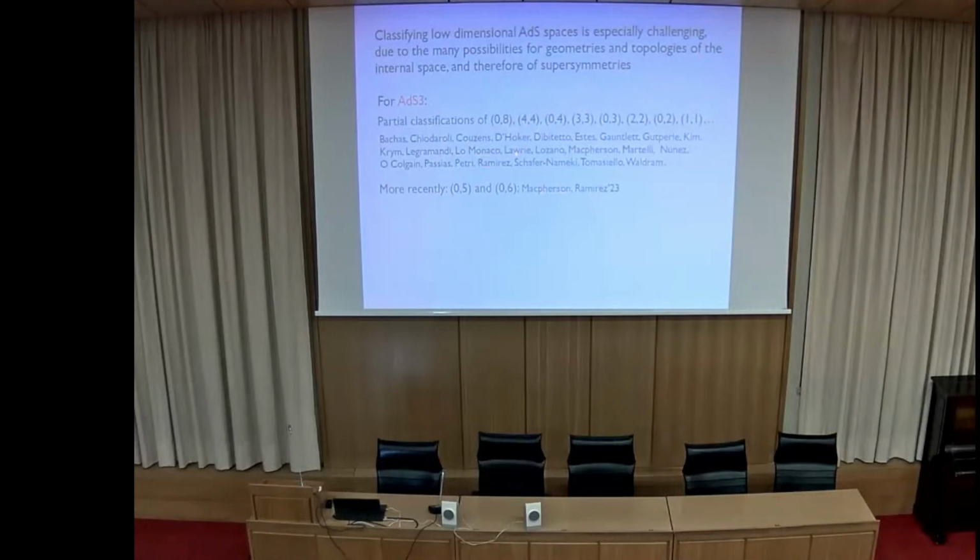Here I will be focusing on a recent classification by Niall Macpherson and Anayeli Ramirez a couple of years ago. They classified AdS3 solutions with 0.5 and 0.6 supersymmetries. Here, the notation is such that I will mostly focus on the 0.6 case. The notation 6 means 6 Poincaré supercharges, so you would have to add the superconformal generators. In total, you would have 2 supersymmetries.